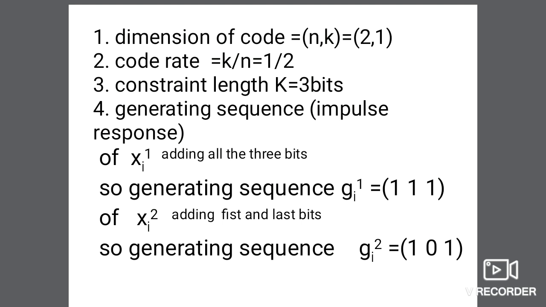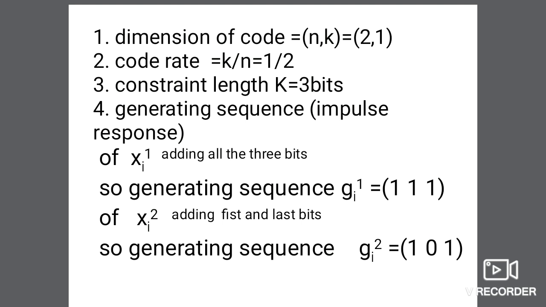So the overall dimension of the convolution code is (n, k), and normally we can use cyclic codes, but here we use only short messages. K is 1 and n is 2, and the code rate is k upon n, equal to 1 upon 2, but the constraint length K is 3 bits. Here every message bit affects the output bits for 3 successive shifts.